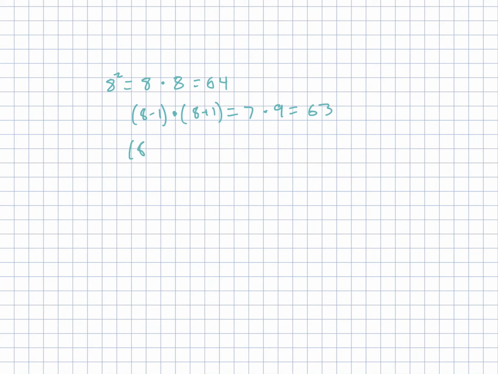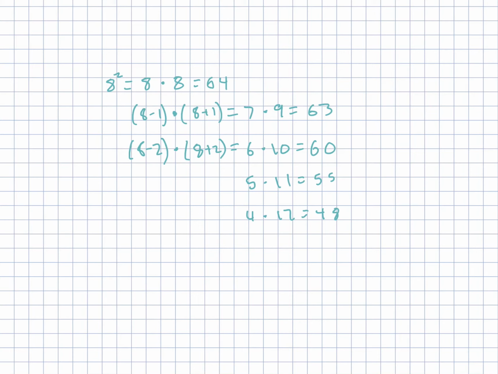We do the same thing, except instead of minus 1, we would do minus 2. Instead of plus 1, we would do plus 2. And we get 6 times 10, which is 60. If we keep doing this, 5 times 11, 4 times 12, we get 55, 48, and it would go on for a little bit longer. Right, you notice that it keeps on going down, and it goes down in a quadratic pattern.